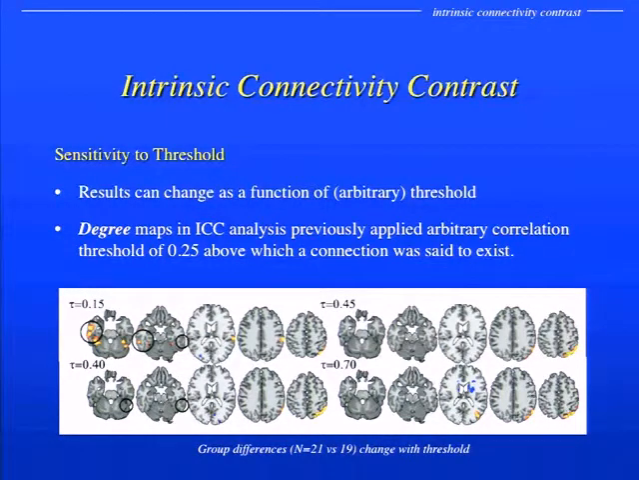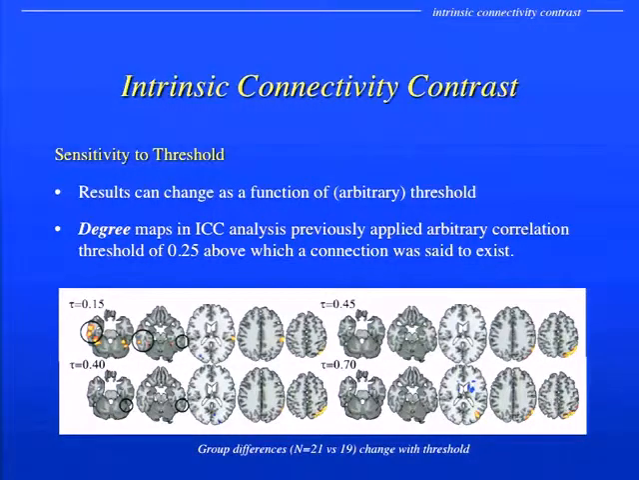By the way, this is a group difference map. This is comparing low birth weight children versus normal term children at age 18. They've been following these children for 18 years, and this is comparing their brains now at age 18 based on what their birth weight was. We can see that the results in that group comparison, and these are decent numbers, almost 20 per group, change with threshold.